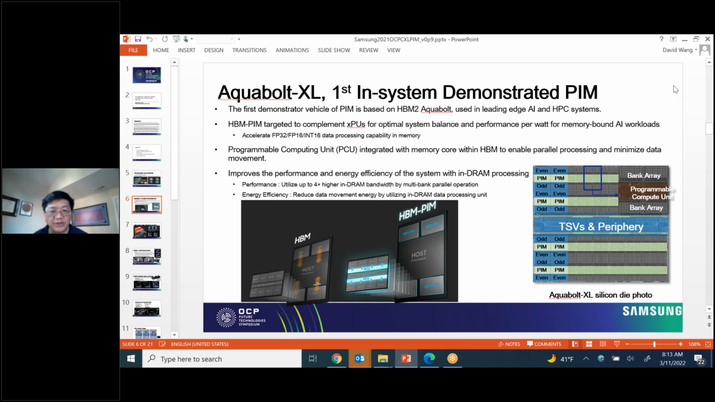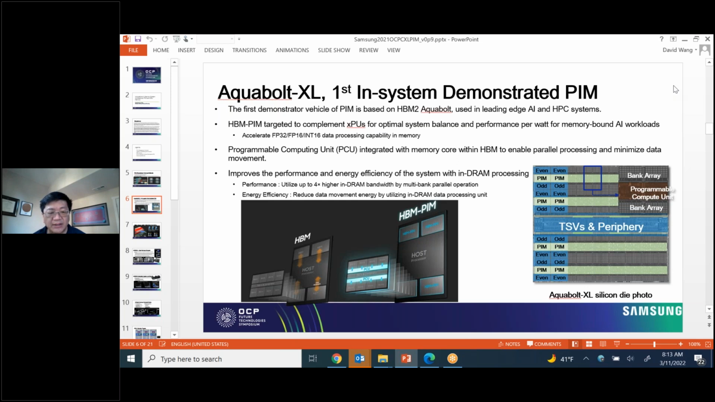One of the things that Samsung is currently doing is combining some logic into the high bandwidth memory stack, the HBM stack. The first demonstration vehicle that we've done is that we've taken Samsung's production memory device, the HBM2 Aquabolt device, that is currently deployed in GPU systems in AI and HPC systems.